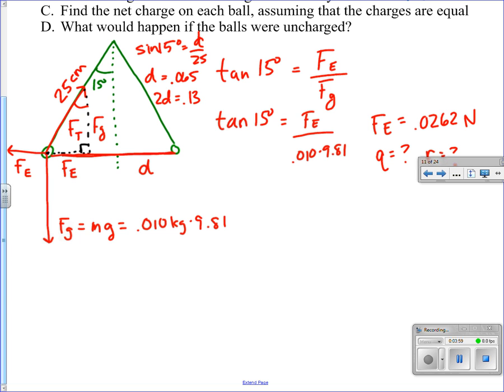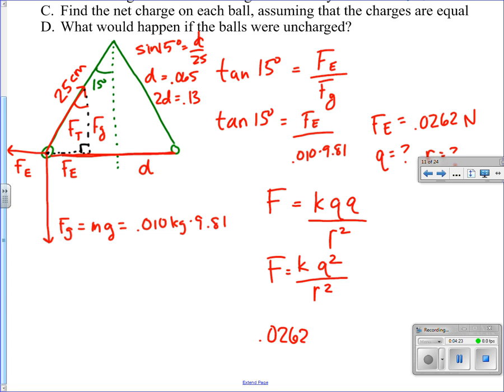Okay, so now I think I'm ready to solve. I've got Coulomb's law that says the force between the two charges equals kq over r squared. And in this case, it says I can assume that the charges are the same. So that's kq squared over r squared. So now I'm going to make some substitutions. Instead of writing F, I'm going to write 0.0262 newtons from above. K is 9 times 10 to the 9th. Q squared is unknown. And then my distance between the two objects was 0.13.